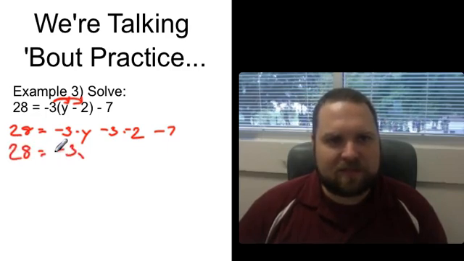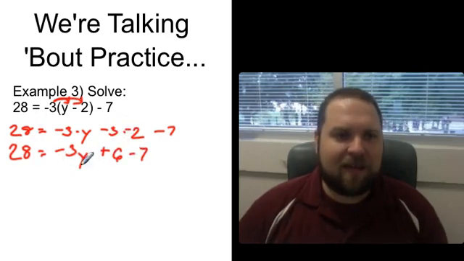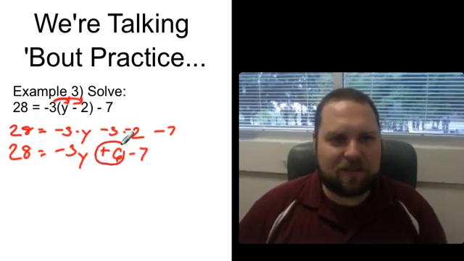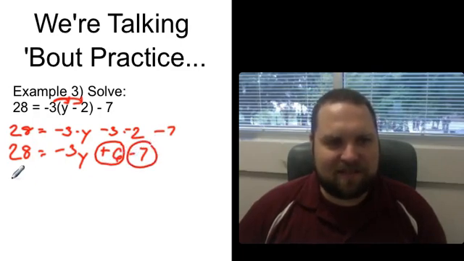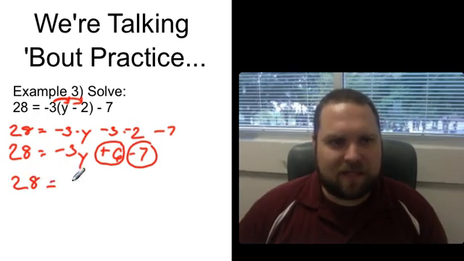Negative 3 times y is, of course, negative 3y. Negative 3 times negative 2 is positive 6. Now I've done the distributive property, but if I look on the right-hand side of the equation, I have like terms I can combine. Positive 6 and minus 7 can, of course, be combined. And so I get 28 equals negative 3y minus 1.